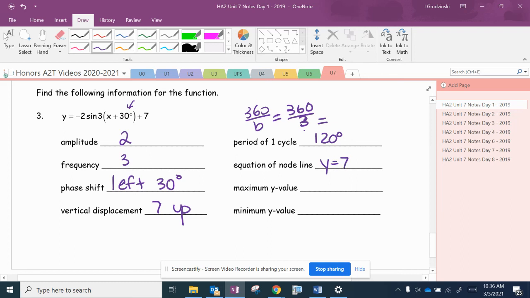And then the maximum y value, we take the node line and add the amplitude. And the minimum y value, we take the node line and subtract the amplitude.